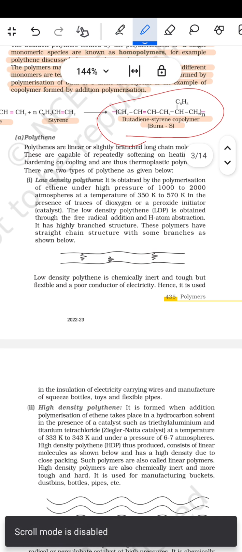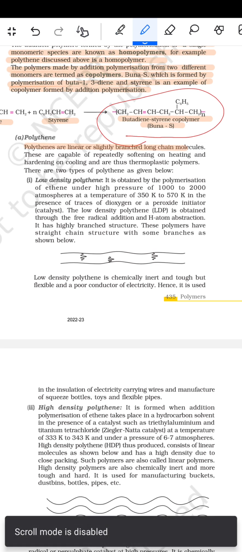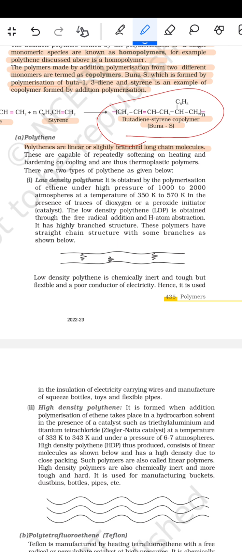पॉलीथीन। तो polythenes are the linear or the slightly branched long chain molecules. These are capable of rapidly softening on heating and hardening on cooling and are thermoplastic polymers. There are two types of the polythene as given below. पहला low density polythene, LDPE.